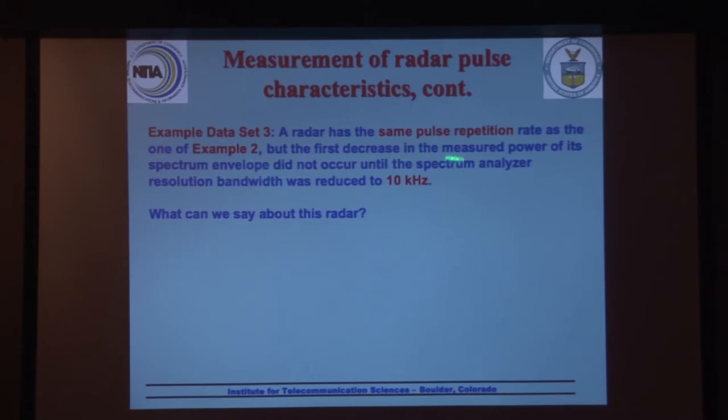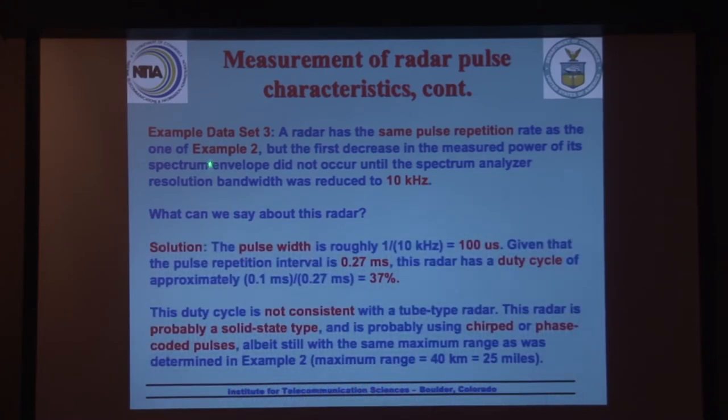Now, same pulse repetition interval as before, but the drop in power on the spectrum envelope didn't occur till we got down to 10 kilohertz bandwidth, before we got that power dropping off, before we turned the corner on that graph. So what's going on with that radar? Well, again, we just do the math, literally. Pulse width is 100 microseconds, but the pulse repetition interval is this 2.27 milliseconds we had from the previous example.